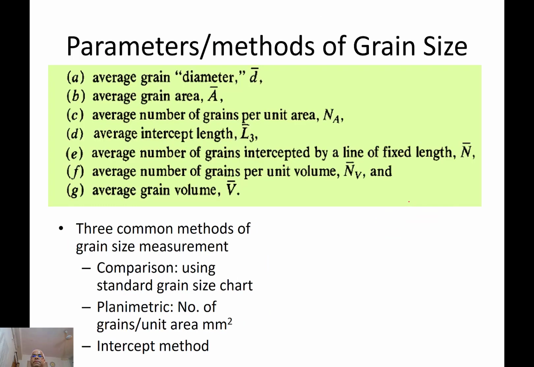So since the grain size is important, how to quantify it, what are the various methods to quantify the grain size? So there are various parameters. As you can see, the average grain diameter I have explained in the previous slide. Then the average grain area: if there are many grains, few are small, few are large, so the area of all grains is measured, and then the average grain area is identified.